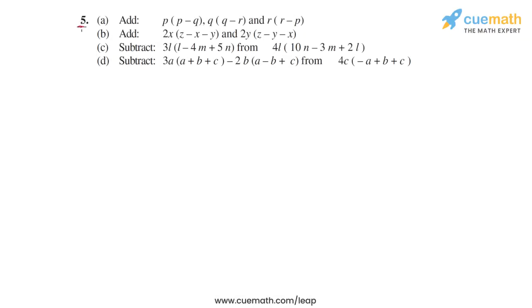In question 5, we have to solve 4 parts A, B, C and D. In A and B, we have to add the given expressions, and in C and D, we have to subtract the given expressions. So let's start with the first part, part A.